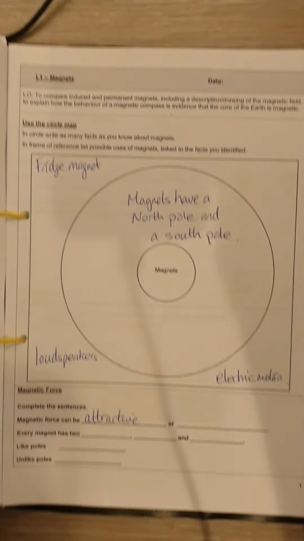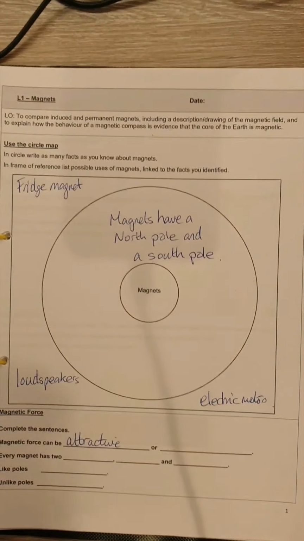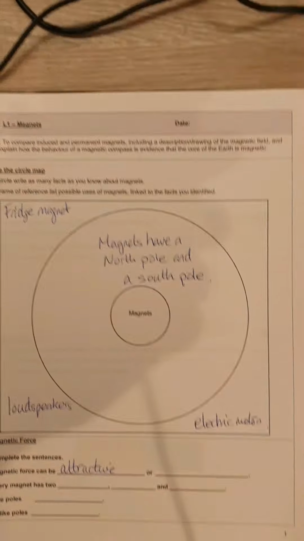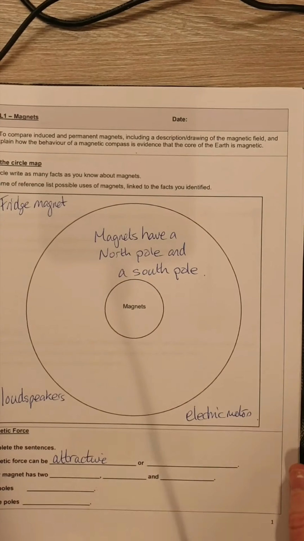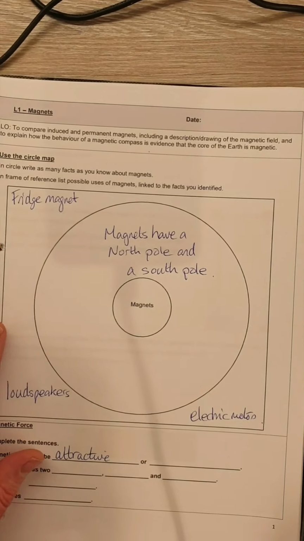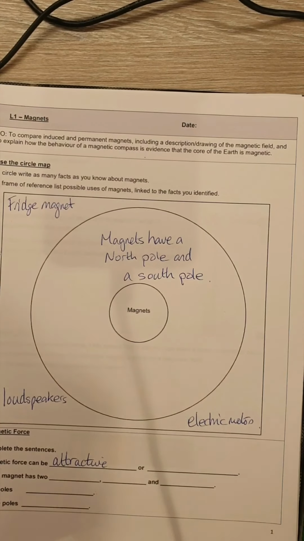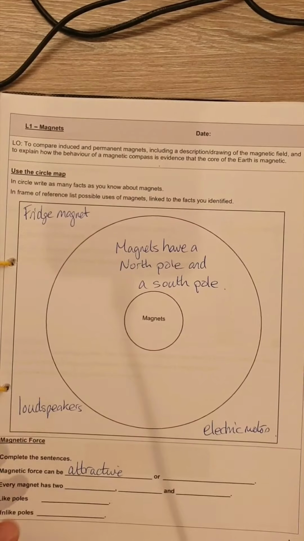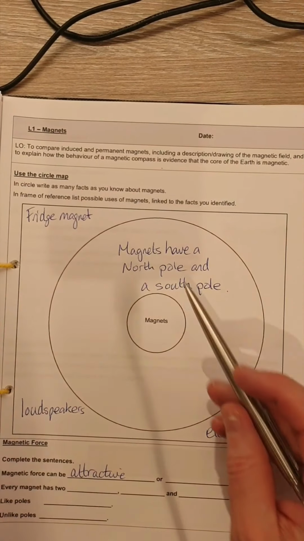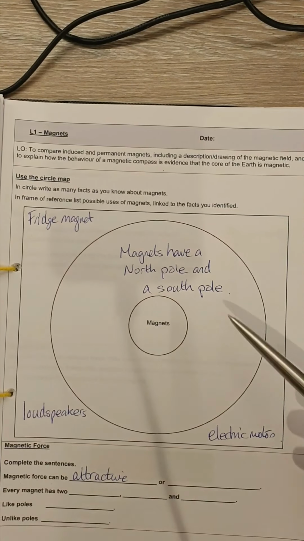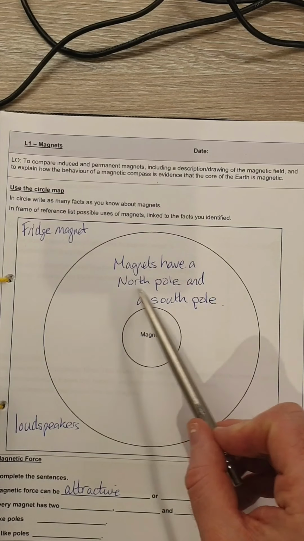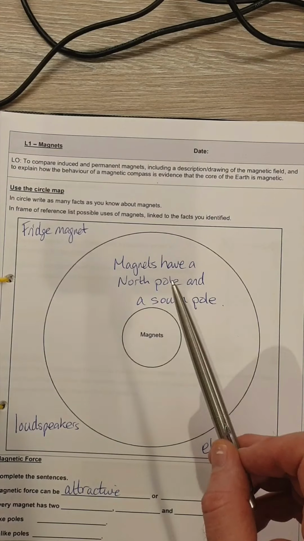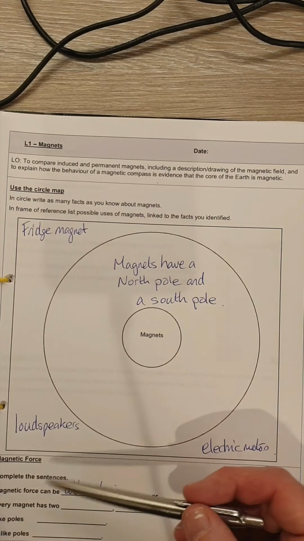And by that, I mean normal permanent magnets, which are what most people think about when we say magnets. At the top, you write the date of the lesson. And then we're looking at the first task, which is to draw a circle map. We're going to fill that in with whatever you know about magnets. For example, you might know that magnets have a north pole and a south pole. So whatever you remember from your Key Stage 3 lessons, you're writing in here.